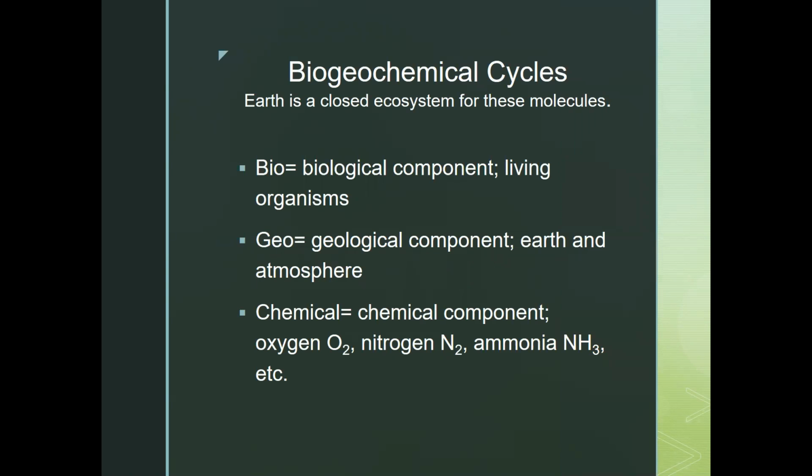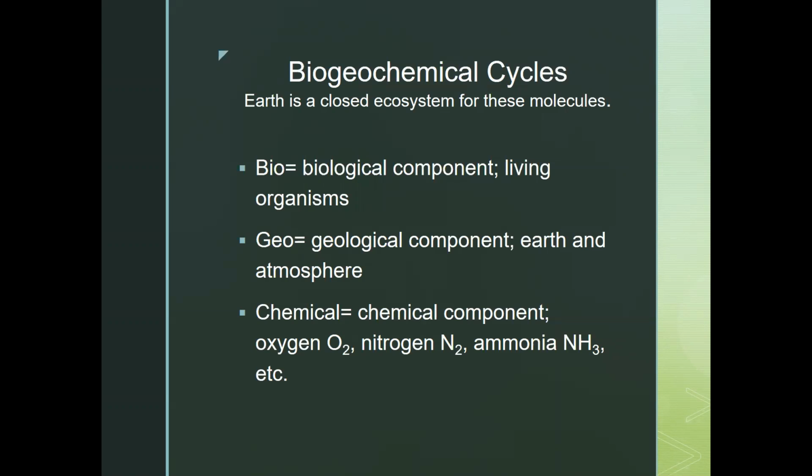So this lab, we're going to talk about a couple different things. We're going to talk about biogeochemical cycles, and we're going to talk about the movement of energy. So for biogeochemical cycles, bio means there's a biological component to it. So the living things that are involved in the cycle. Geo is geological. Geology is comprised of the earth and its atmosphere. So anything that has to do with the atmosphere or the earth is the geo part of the biogeochemical cycles.